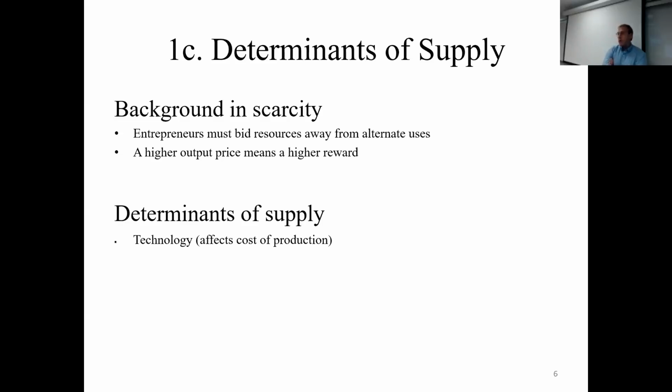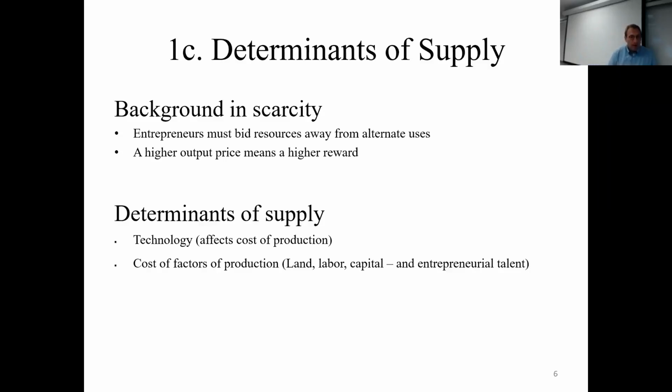Technology is going to be one of the determinants of supply. If it's really hard and expensive to make something, and then the technology gets better and better over time, we're going to see an increase in supply. One of the things that we saw is computer technology got better over the years. That means it's cheaper to make computers, so we're going to see an increase in the supply of computers. The cost of the factors of production. Factors of production are just a fancy way of saying inputs.